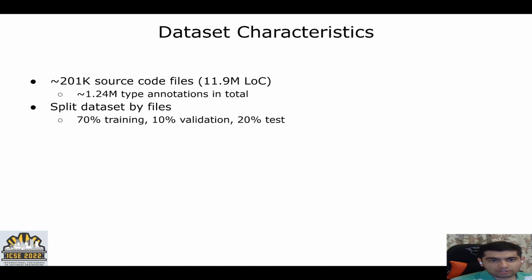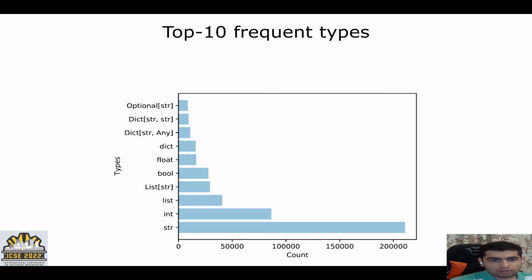After data augmentation and type checking, we ended up with around 201K source code files in the dataset with 1.24 million type annotations in total. And we also split the dataset by source code files. 70% of source code files are reserved for training, 10% for validation, and 20% for testing. This figure shows that the dataset has a long tail distribution, and primitive types like string, integer, and list account for the majority of type annotations in the dataset.